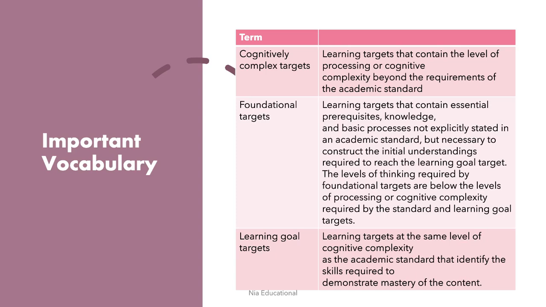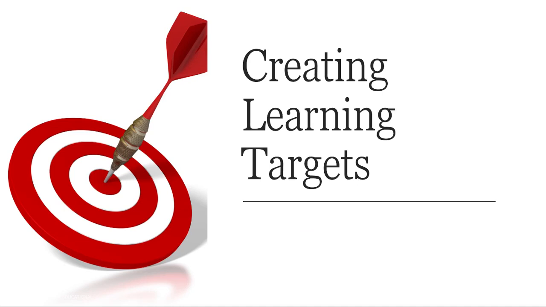These are things that the students need to bring to the table in order to meet the learning target or demonstrate the skills in the academic standard. Now, the learning goal targets, these are learning targets at the same level of cognitive complexity as the academic standard that identify the skills required to demonstrate mastery of the content.